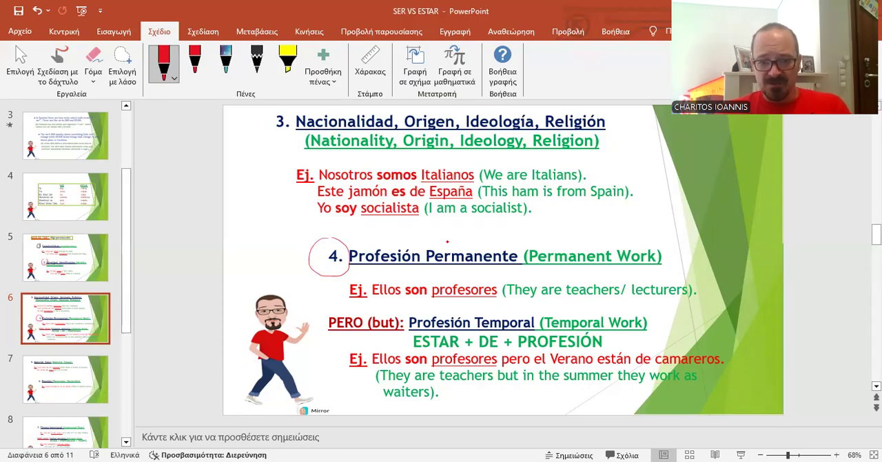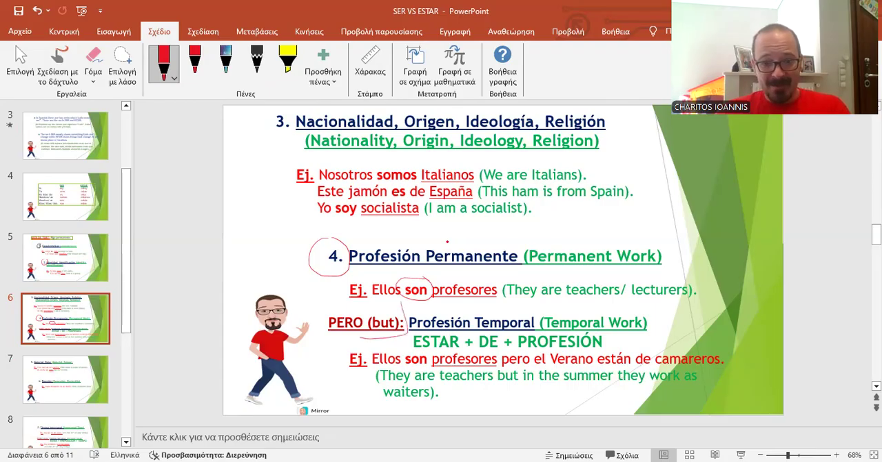So we use ser for profesión permanente, which means permanent work, which means how I make my money. This is my permanent work. Or how people know me, that he is a teacher, for instance. That's my job. So ellos son profesores. They are teachers, lecturers. That's the job.